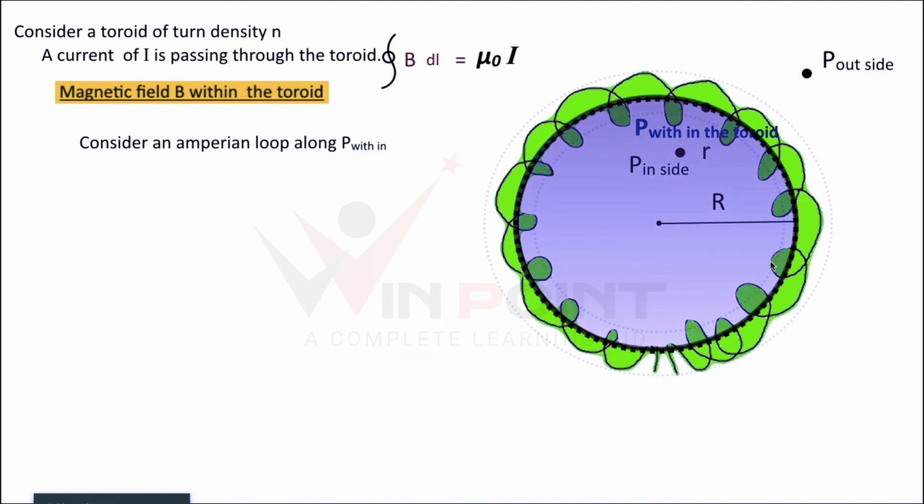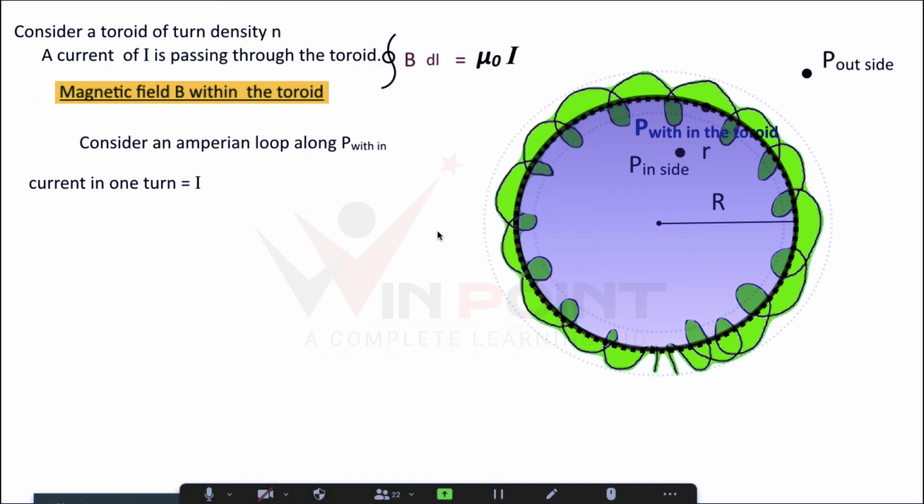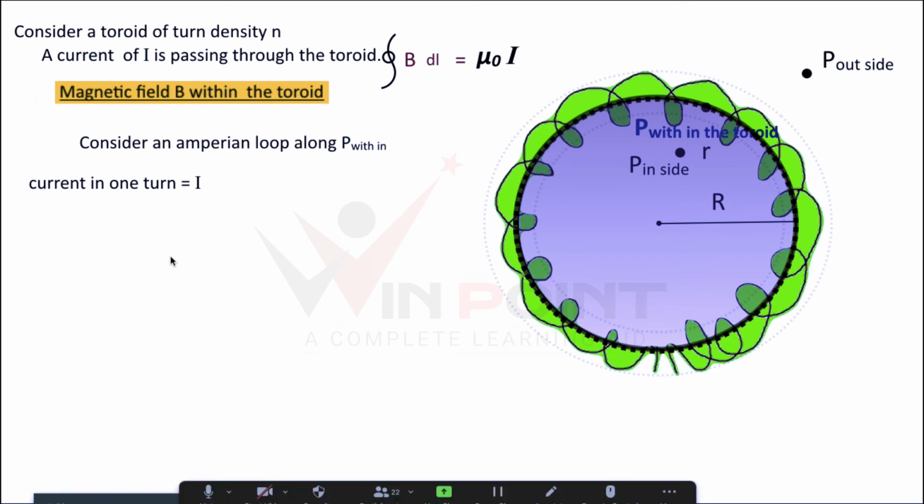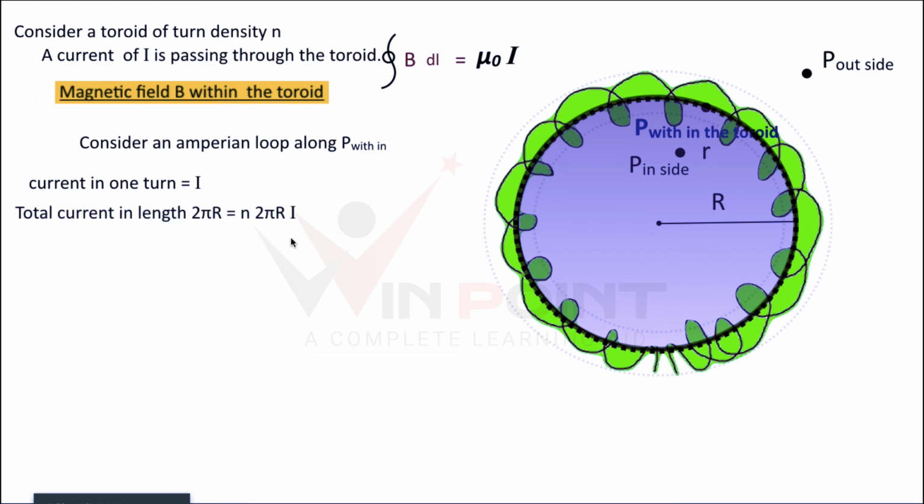So this is my Amperian loop. We have considered only half, so there will be a current. Current in one turn is I, and the turn density is N. What will be the length of this loop? The length of this Amperian loop will be 2 pi r. So the total current will be N into 2 pi r into I: turn density into length into current. Current in one turn is I, and total current in length 2 pi r is N into 2 pi r I.